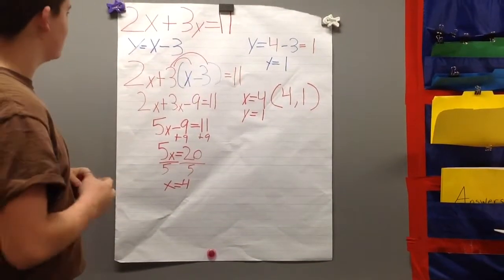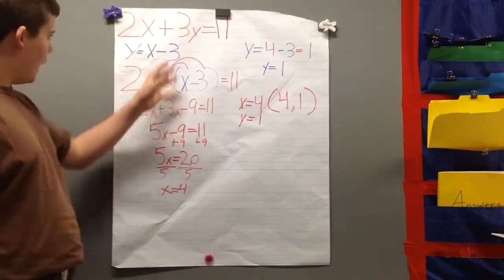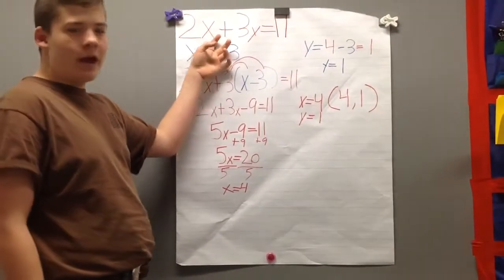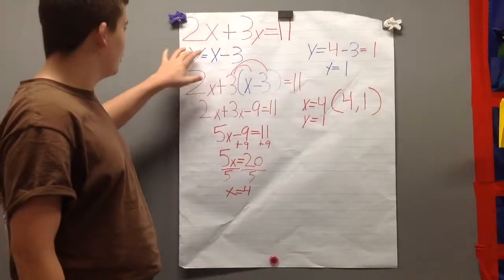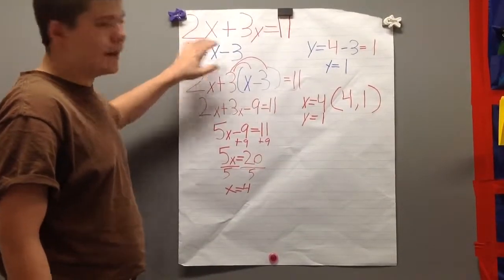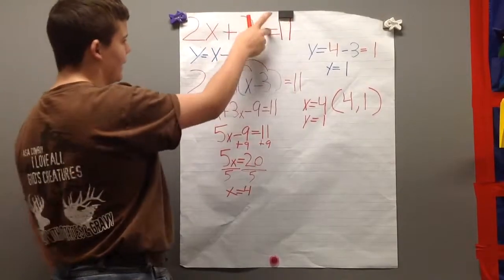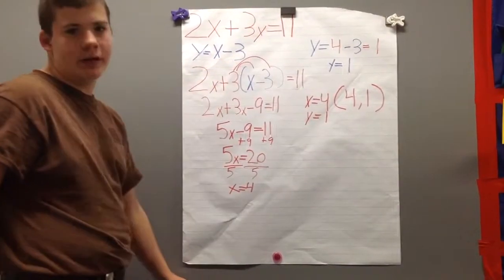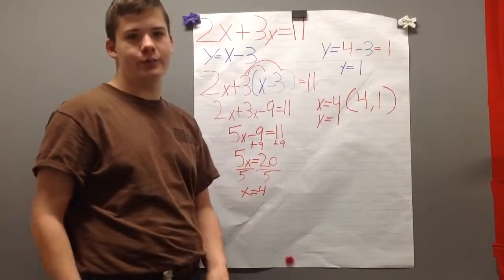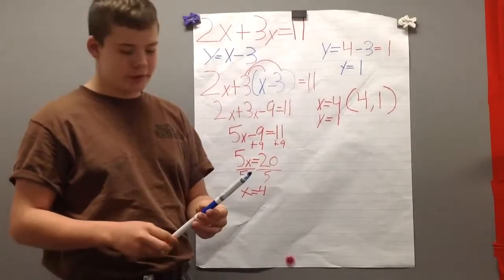You're going to want to use this method whenever you're given an equation in standard form and an equation in either x = or y = form, because what you do is take the last part of the equation and plug it in for that variable in your other equation. So this is where you're going to want to use the substitution method to find the two intersecting points on a graph.